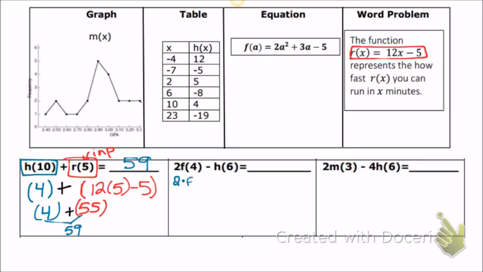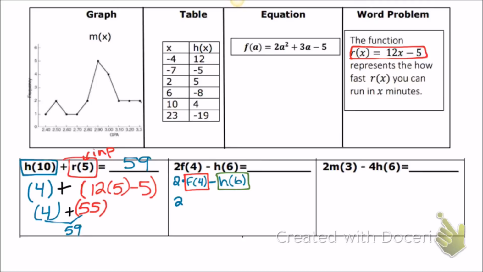Okay. Now 2 times, remember, I'm going to write it again. 2 times f of 4 minus h of 6. Okay. So I'm going to box f of 4 in one color. And then on the other color, I will box h of 6. Okay? Alright, so I'm going to bring down my number 2.